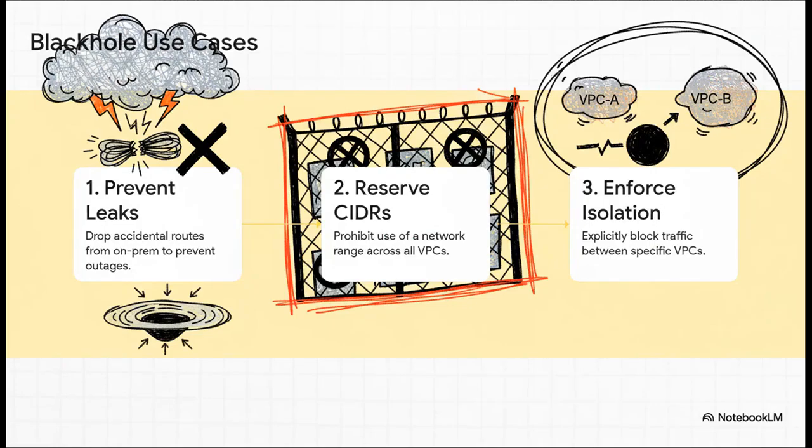And here's where it gets really powerful. First, you can stop catastrophic route leaks. Let's say your on-prem network accidentally advertises a default route to AWS. That could take your whole cloud network down.